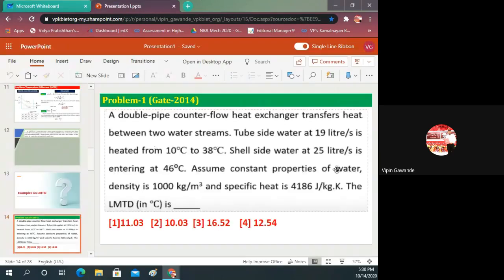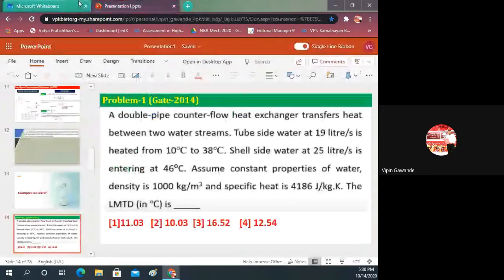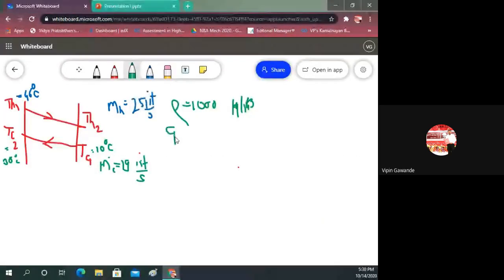Assume the constant properties of the water. Density is given, 1000 kg per meter cube. Specific heat is also given, 4186 joule per kg Kelvin. Now these things are given up to here.